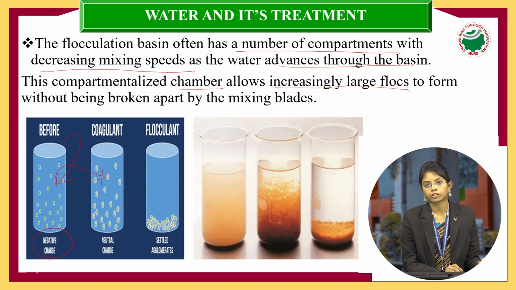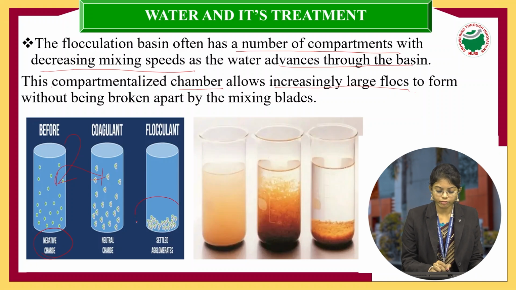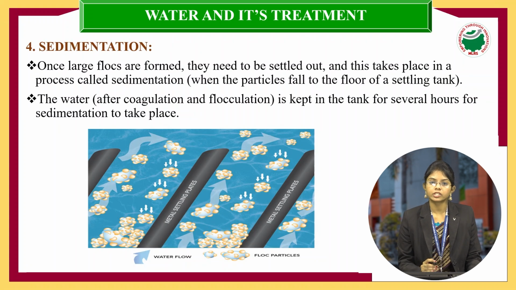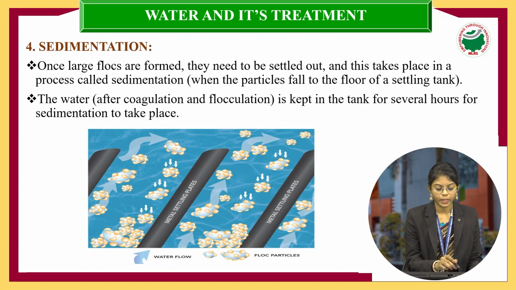So in flocculation, when you mix the flocks rapidly and then decrease the speed, larger flocks will form. And now these larger flocks will settle down. Now the water which is purified under the flocculation process is sent to sedimentation.